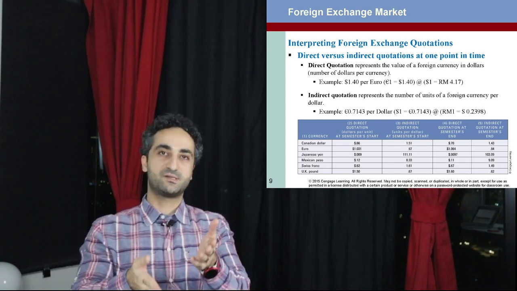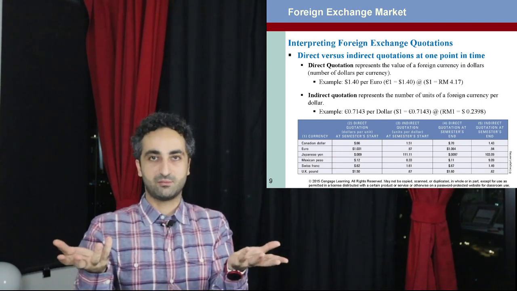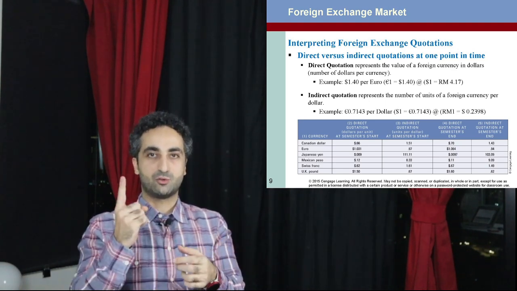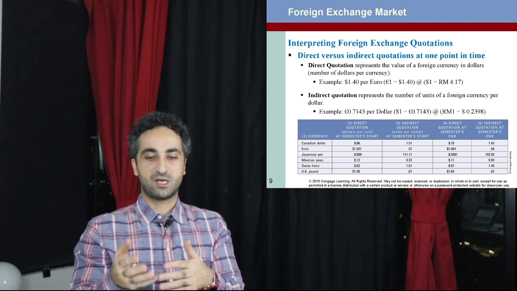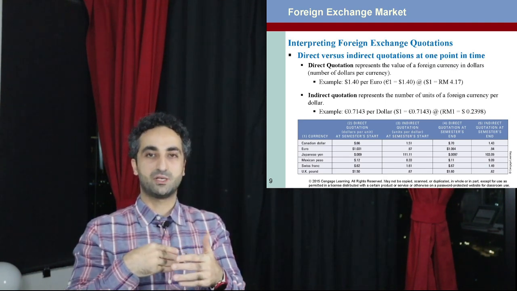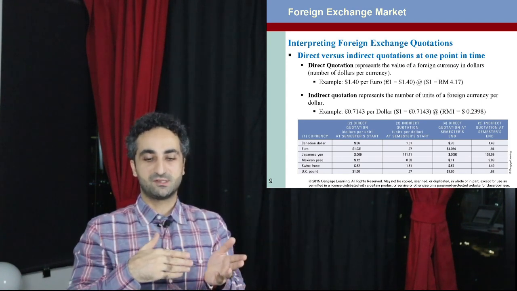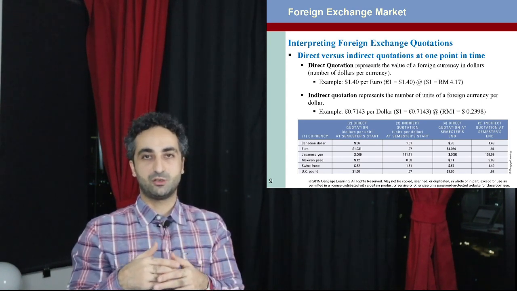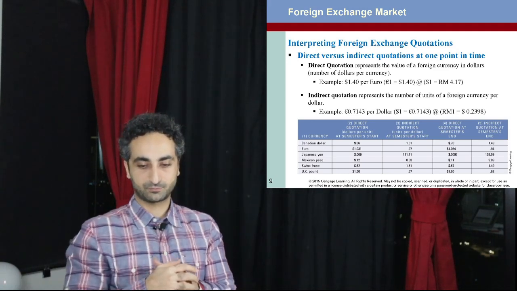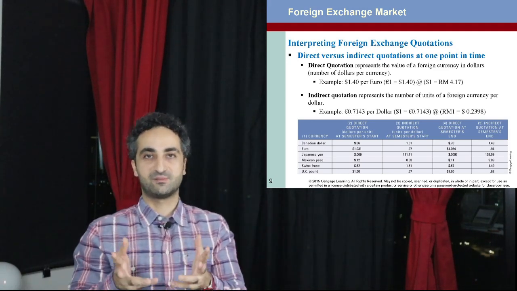So which price is correct? Both are the same, basically, right? One is in US terms, so to buy 1 euro, you need $1.40. However, if you want to look at it the other way around, if you want to buy $1, you need 0.7143 euros.